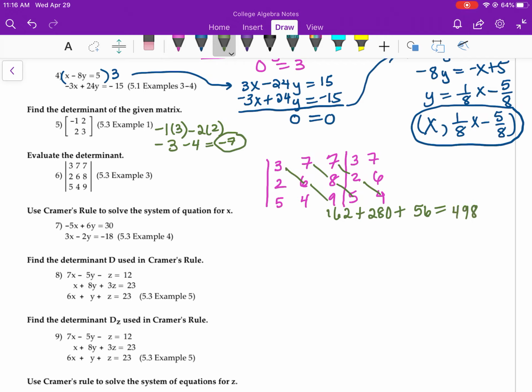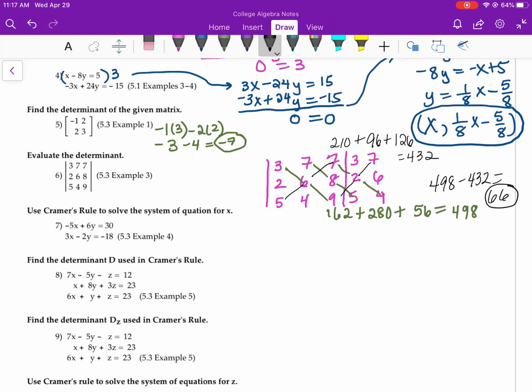Then I'm going to head the other direction. 30 times 7, 24 times 4, 18 times 7. Okay, I'm going to add those together. 432. Then I take my lower minus my upper, and I get 66.